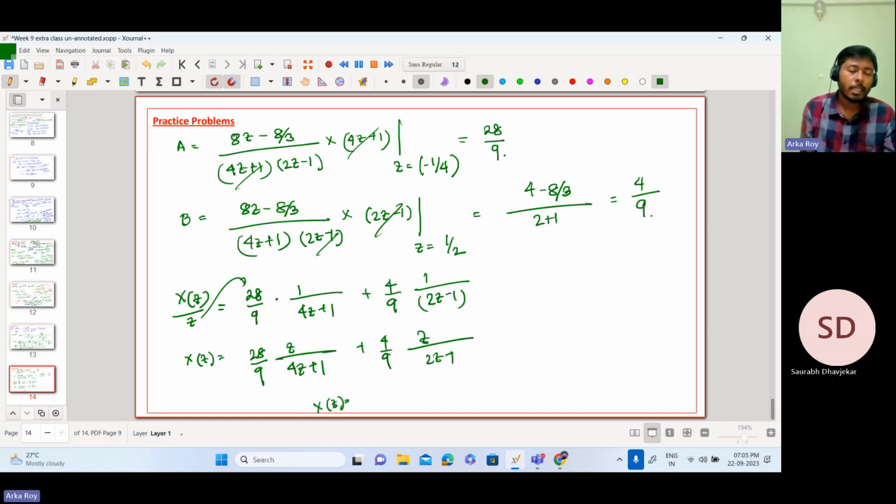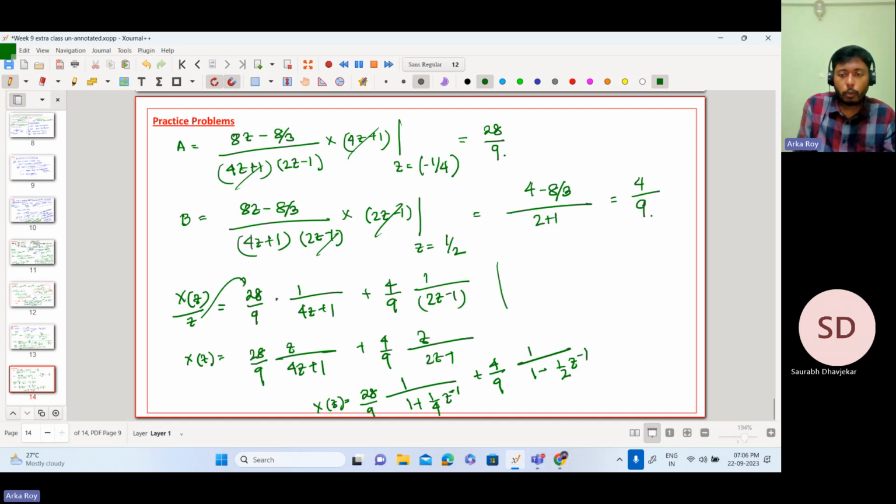So Z transform, we basically try to see it in terms of Z inverse. So it will be 28 by 9, and then I will just take Z common. So it will be 1 plus 1 upon 4 Z inverse, and then 4 upon 9. So it will be 1 divided by 1 minus half Z inverse.